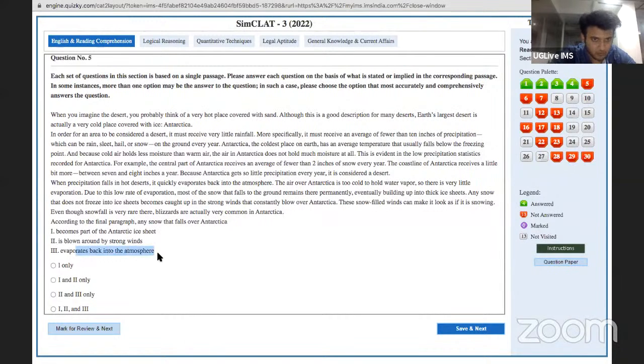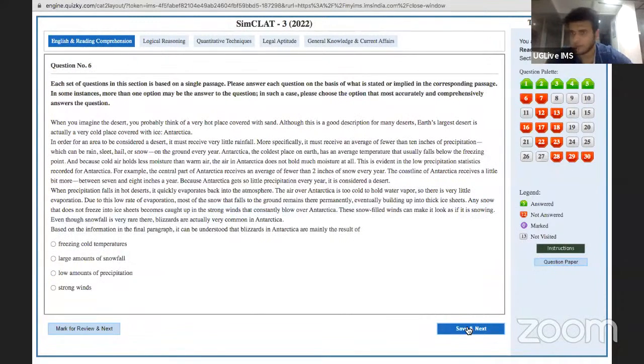Evaporates back into the atmosphere is not given anywhere for Antarctica. 1 and 2 are there. 1 is there, snow becomes part of the ice sheet. And blown around by strong winds is also given. So it should be 1 and 2.